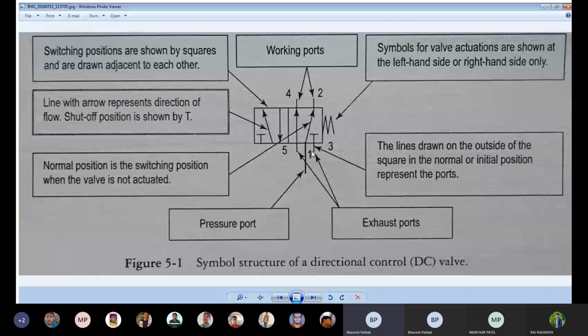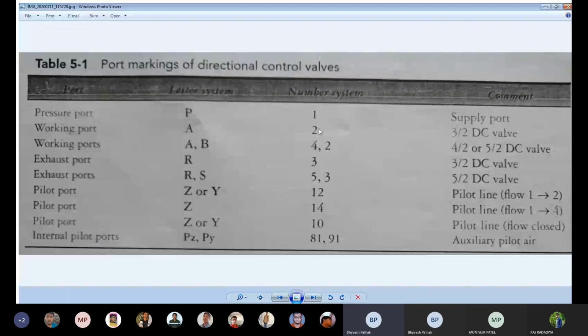Earlier, the directional control valve was identified with the letter system, where the pressure port was known by a letter. Nowadays it is known by one number: it is the supply port, the pressure port. Then the working port, earlier known by A, B, or A, B, C, is nowadays 2, either 2, 4 or 2, 4, 6. An exhaust port is known by R3 or R, S, T, or 3, 5, 7.